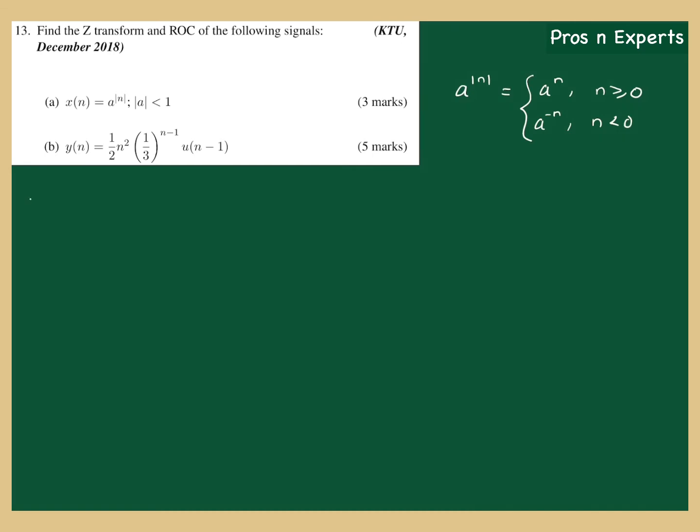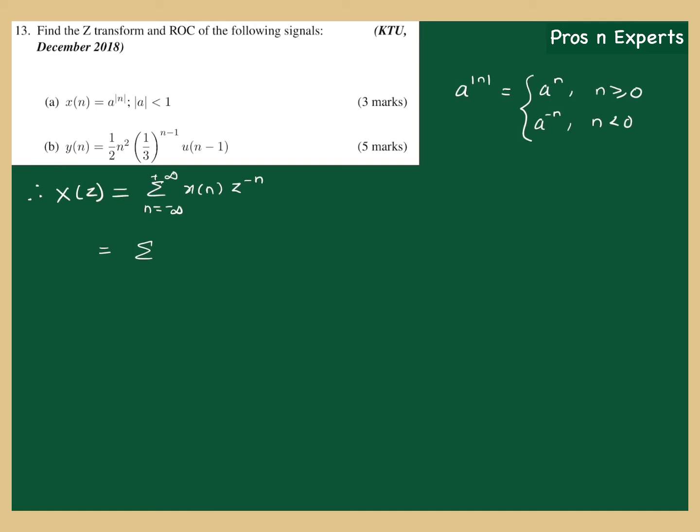Okay, so let us start from scratch. X of z, the definition for x of z is equal to sigma over n equal to minus infinity to plus infinity x of n into z raised to minus n. Okay, so while summating this x of n into z raised to minus n from minus infinity to infinity, it encounters 2 parts. One, a function a raised to n for positive n values, and another function a raised to minus n for negative n values. Okay, so let us split this summation accordingly.